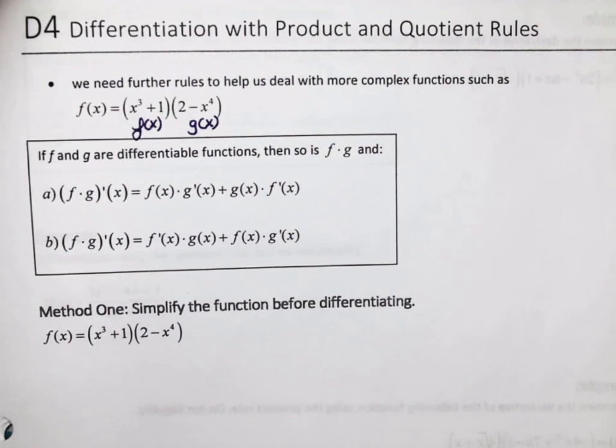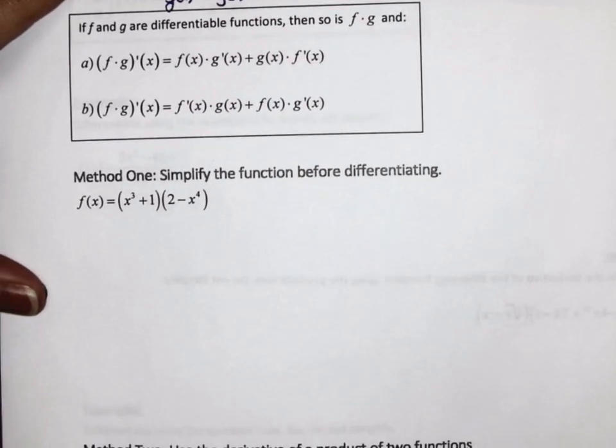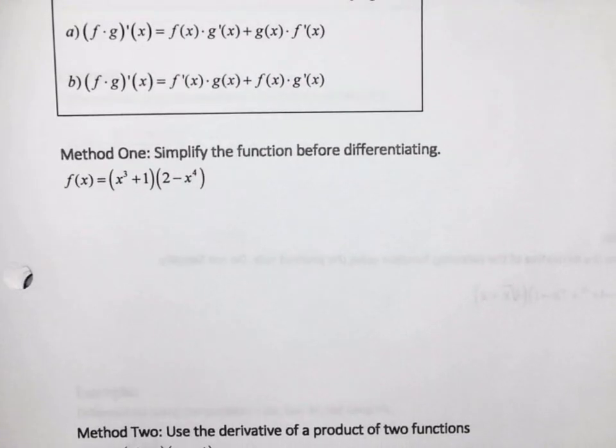So it's like one original and the other one's derivative, and then we add those two things together. There are two different ways of doing this. We can simplify before differentiating, so we're just going to multiply those two things through.